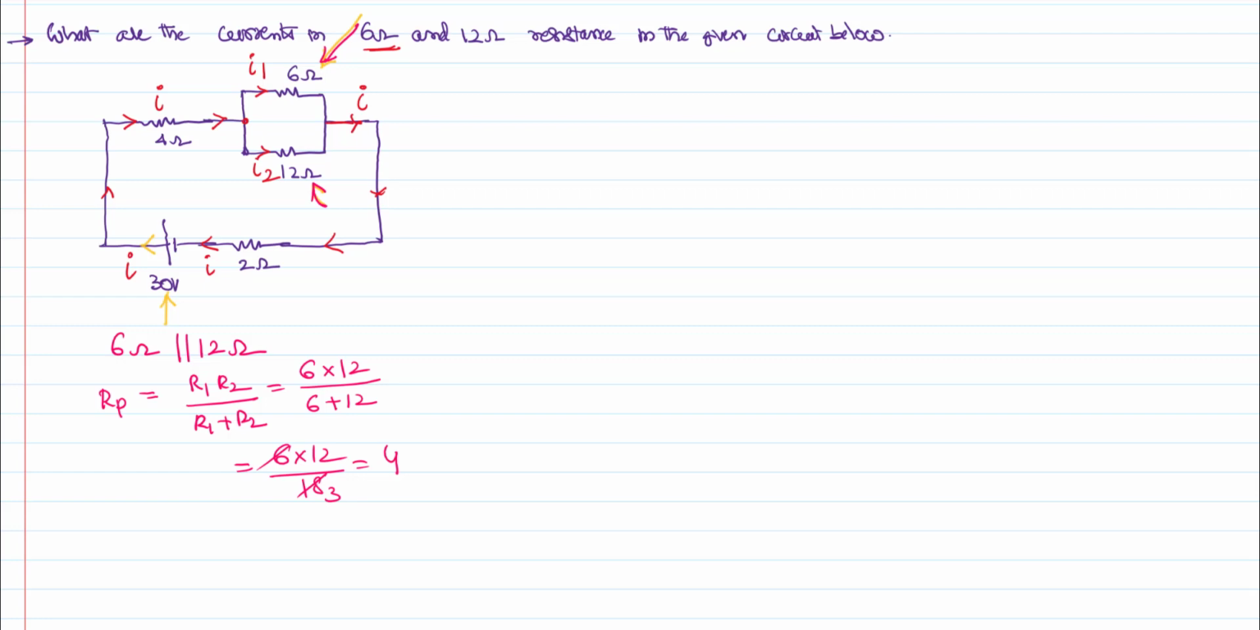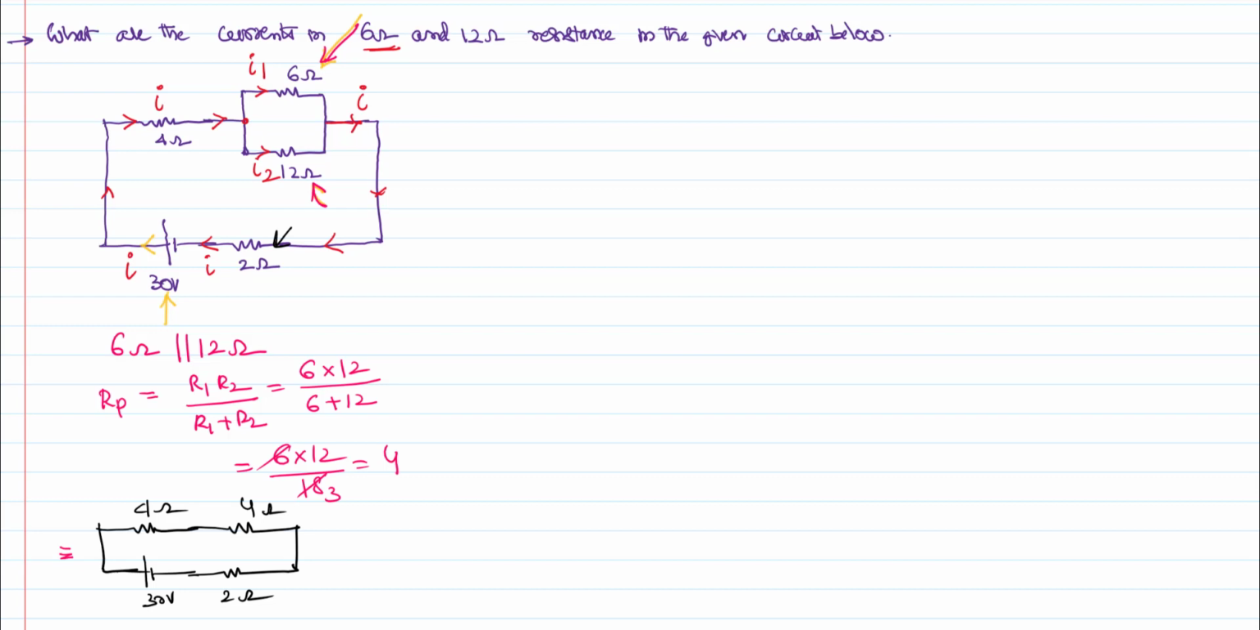If you look for an equivalent circuit, I can draw that as 4 ohms instead of 6 and 12. Again 4 ohms here it comes. There is a 2 ohms, and then there is a battery of 30 volts. This is how the equivalent circuit is.